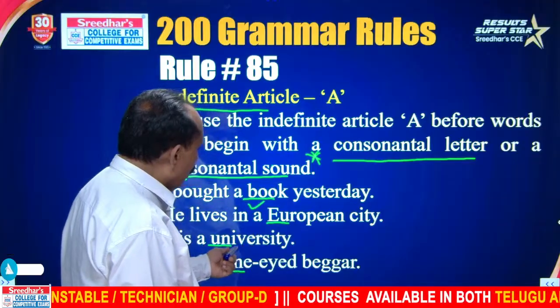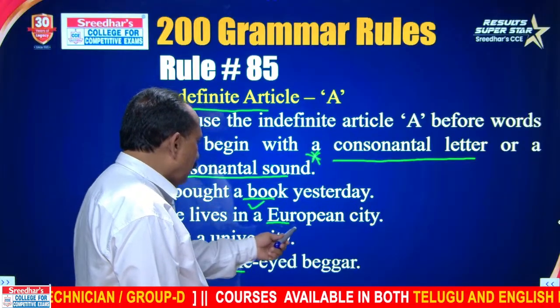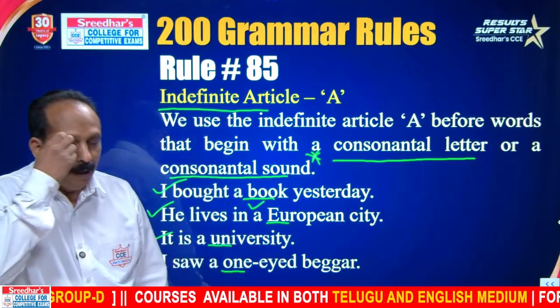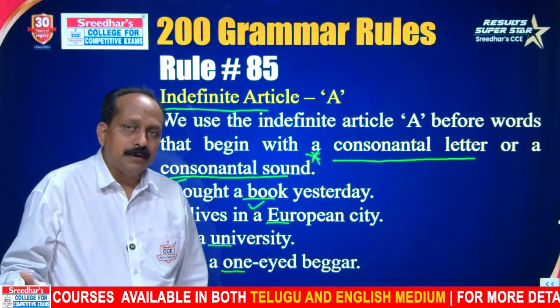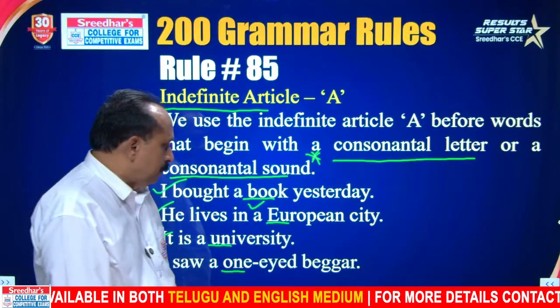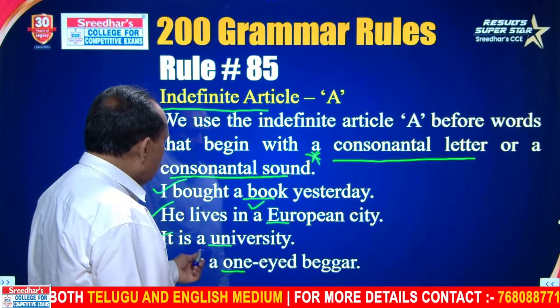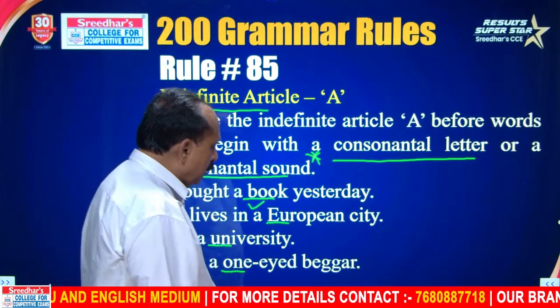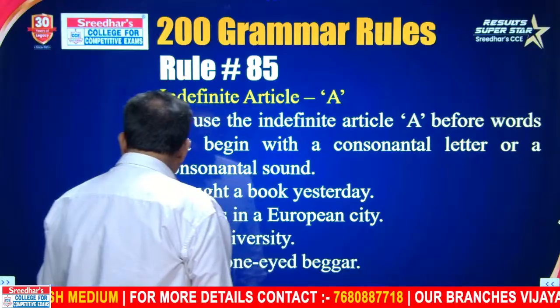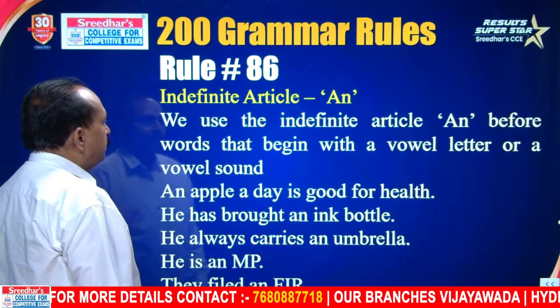They have given in many competitive exams "European city." A typical student will think "an European city." That is wrong. A European city. And "an university" is wrong. A university. A one-eyed beggar.